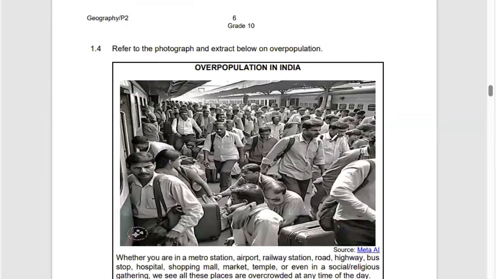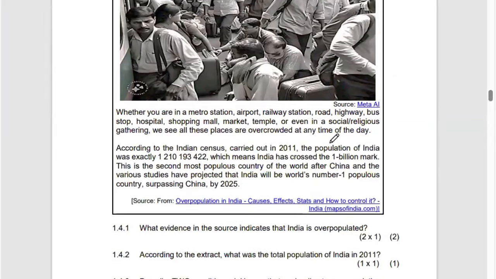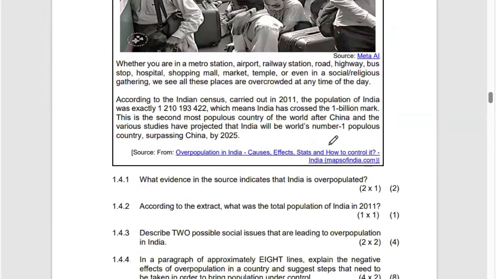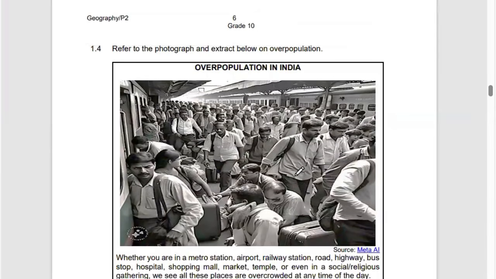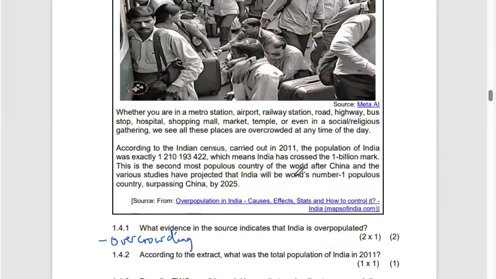Right, then we move on to question number 1.4. It talks about overpopulation in India. We're not going to go through the text, we're going to answer the questions. What evidence in the source indicates that India is overpopulated? The evidence that you can use there is overcrowding. At the station, you see there is evidence of overcrowding of people.